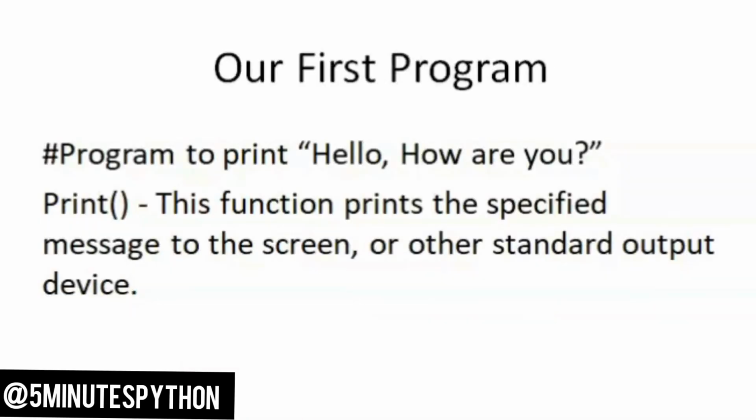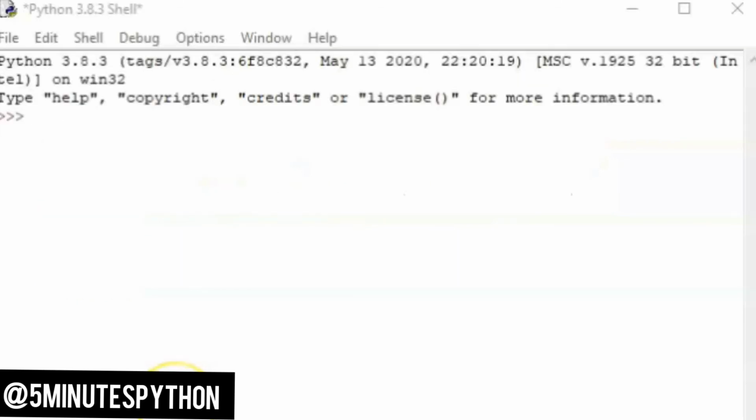Next, we are going to do our first Python program to print a specific message. This print function is an inbuilt function which prints the message, whatever you give inside the braces, on the screen as the desired output. And the message inside the braces can be a string, number, or anything. Now this is our Python shell where we gonna do our program. My version of Python is 3.8.3, which is the latest version in Python. Now let's do our first program.